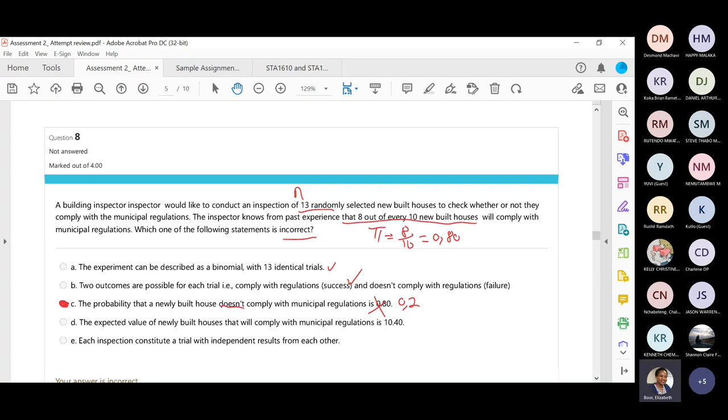The expected value, if you didn't know how to calculate it, is n times the probability of success. So it would have been 13 times 0.8. And each inspection constitutes a trial with independent results. We know that for binomial, it's always independent trials. So, okay.